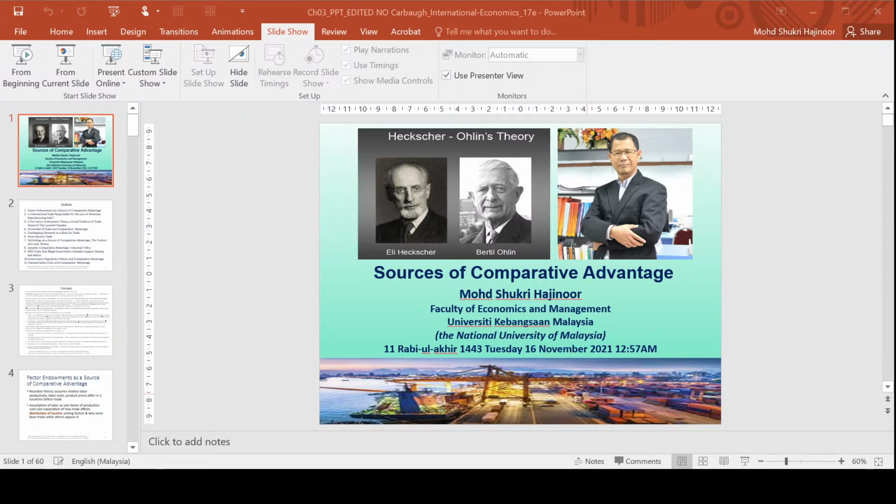So now I say it in proper English. A country will import a good which uses factors which are not available in the country, which are scarce, or relatively few in that country, scarcely available in that country. The country will import that product.